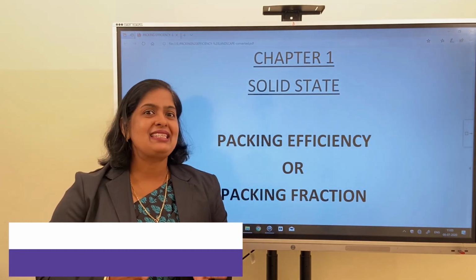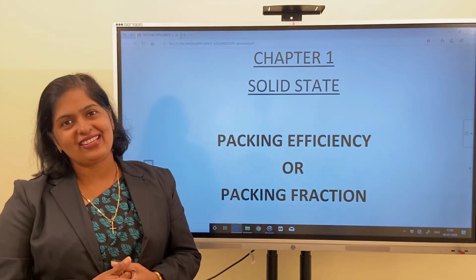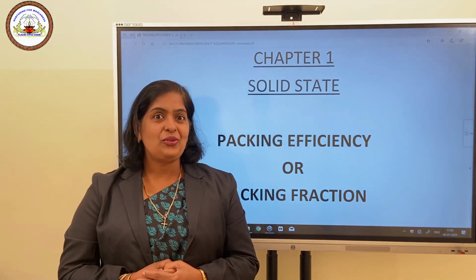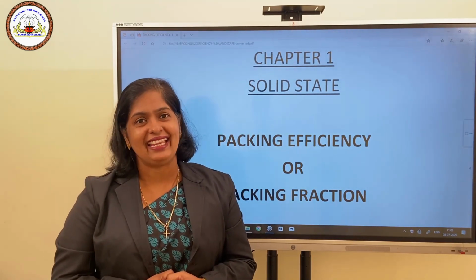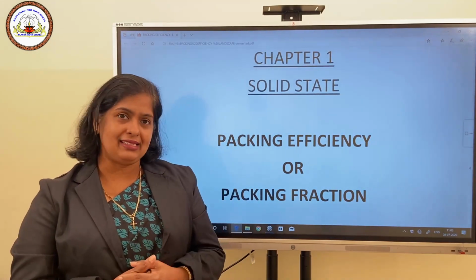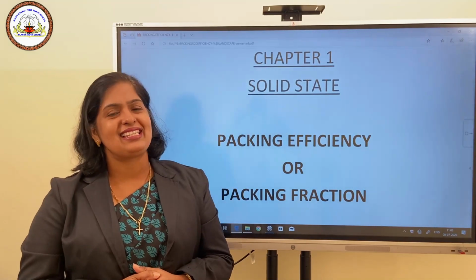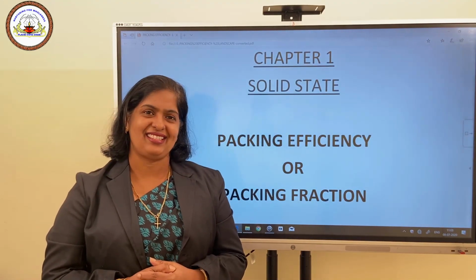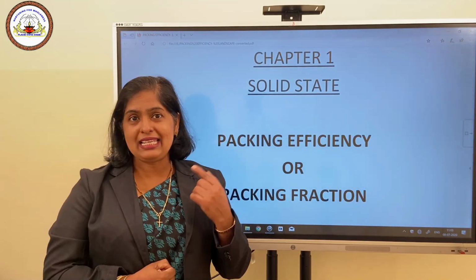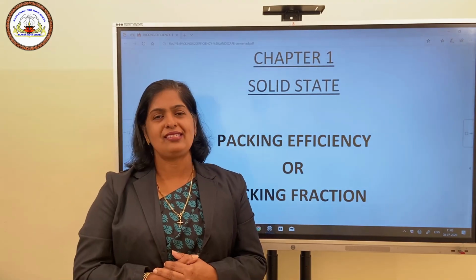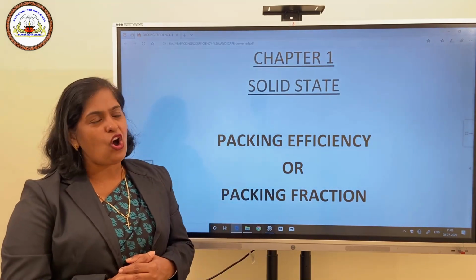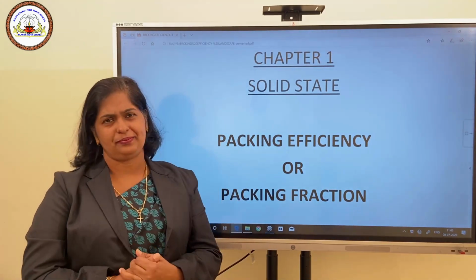Since we keep on meeting each other in the doubt clearing sessions and discussion platform, hope you haven't forgotten solid state till close packed structures and the numericals related with unit cell and close packed structures. Good. Today, let's move on to the next topic in solid state, that is packing efficiency or packing fraction.